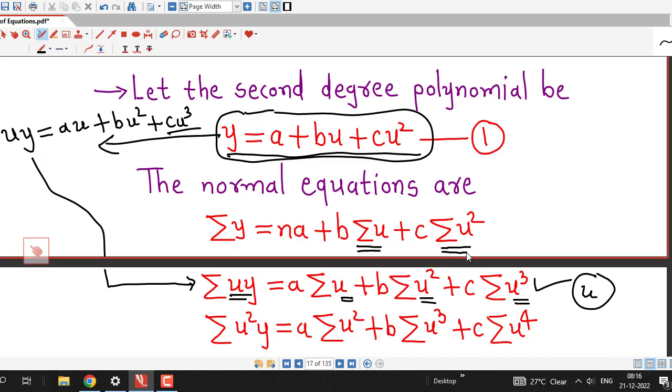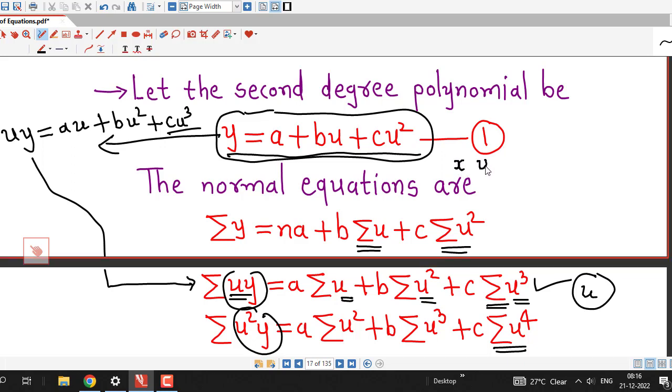So to find out these normal equations, I have to first find out all these quantities, sigma u square, sigma u raised to 3, sigma u raised to 4, sigma u times y, and sigma u square times y. So this will suggest me to prepare the table, and from these quantities we have the idea that how many columns are required.